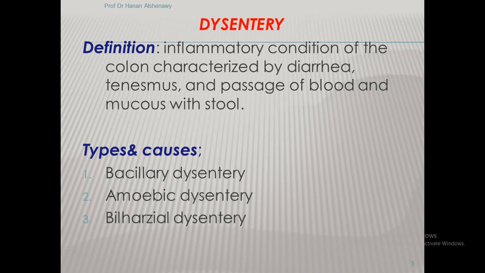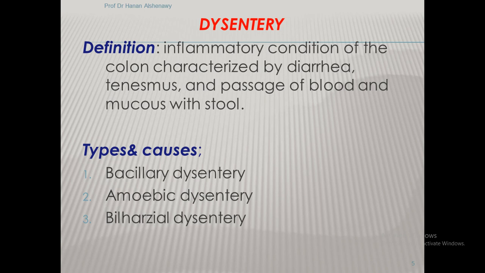The second infectious disease today is dysentery. What is the meaning of dysentery? It means diarrhea, tenesmus. I mean, you have to make an effort for defecation, and the most important sign is passage of blood and mucus with stool. So: diarrhea, tenesmus, and blood and mucus with stool.